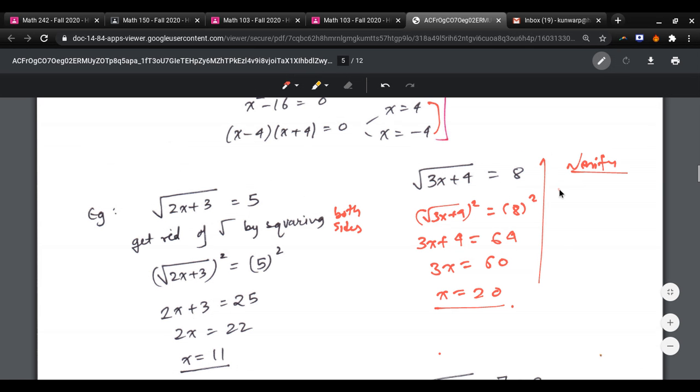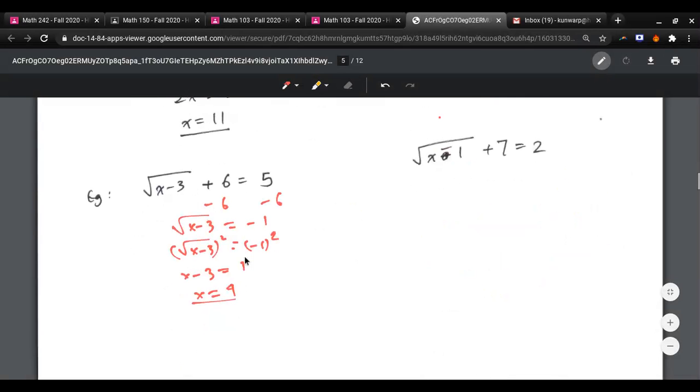Verify. 3 times 20 plus 4, that's root 64, which is 8. So we're good.